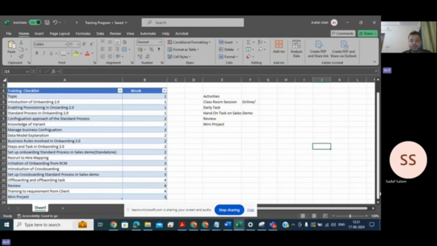Then for review, we will also take a weekly review, or a quarterly review. Last but not least, there will be a mini project that needs to be done. So this is the complete roadmap which I have defined for this onboarding 2.0 course. Maximum it will take 1.5 months, so I will try to cover this in 1.5 months, and there will be a separate doubt class after the class. So this is the roadmap.